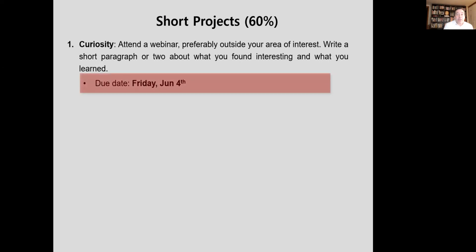Due on Friday, June 4th, is a project which I titled Curiosity. We've mentioned curiosity a lot in the history of innovation and in examples of innovation, business and otherwise. And it's very important to have this spirit of curiosity and to be very comfortable going outside your own particular area. So that's what this first project is intended to develop. So to attend a webinar, preferably outside your area of interest, and to write a short paragraph or two as a separate file that you submit in LMS, so you can upload a Word document or a PowerPoint about what you found interesting in this webinar and what you learned.